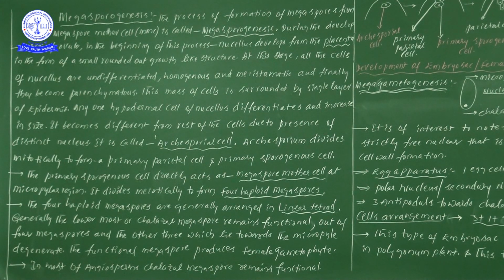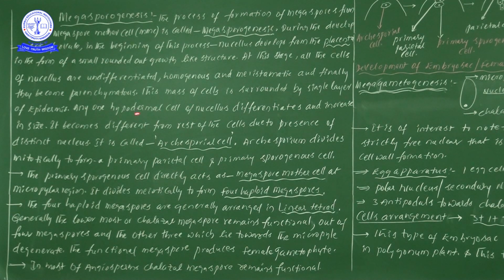A mass of cells, so many are there. Out of so many cells, one hypodermal cell. Why is it mentioned as a hypodermal cell? The cells situated just below the epidermis, we take them as hypodermal cells. Definitely this nucellus is also present below the epidermis only, that's why we have written it like that.